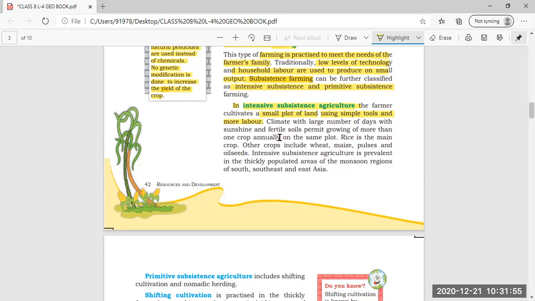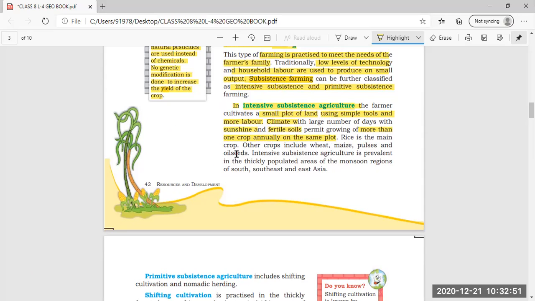Then, a climate with a large number of days with sunshine and fertile soil permits growing more than one crop annually on the same plot. That means if there is a single field, and the climate is suitable, the sunshine is proper, and the soil is fertile, then in the whole year more than one crop can be grown on that small field.